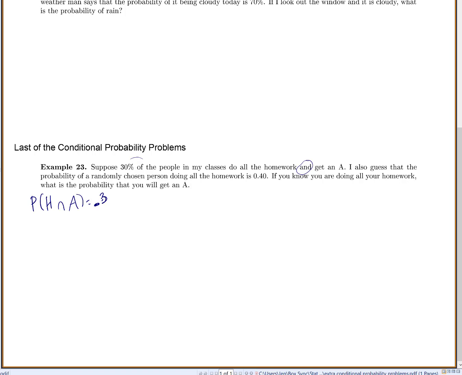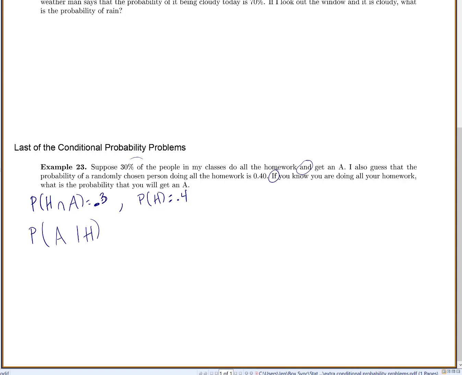and get A's. I also guessed that the probability of any randomly chosen person in the class doing all the homework is 0.4. So the probability that someone does homework is 0.4. Now, if you know that you are doing all of your homework, what is the probability that you will get an A? That's what it's asking for, and that's a conditional because it has that if. So if you know you're doing your homework, the part that you know comes second. What is the probability that you get an A if you know you did all your homework?